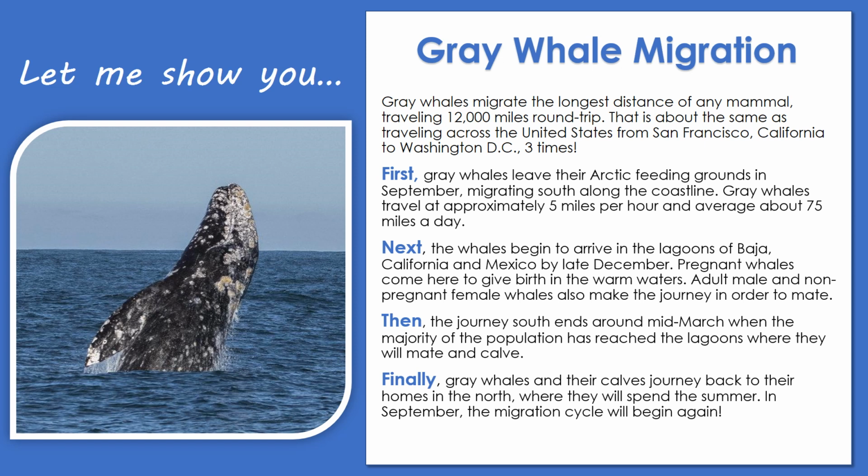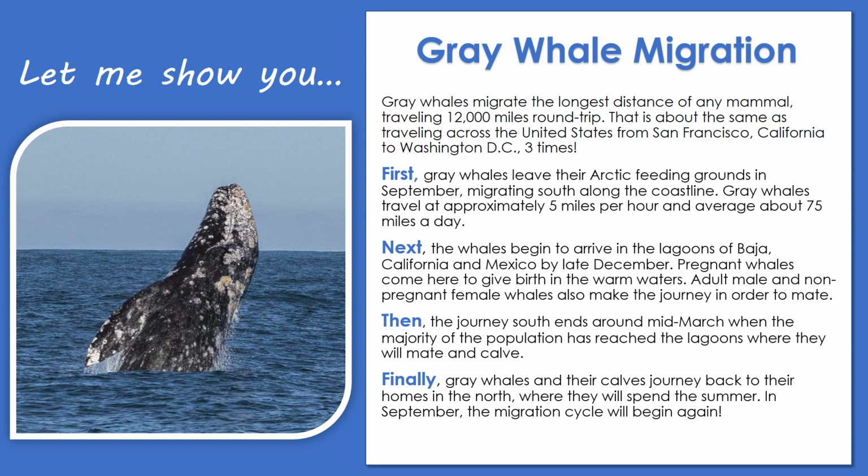Let's take a look at one example of how an author used sequence to make connections between sentences and paragraphs in a text. This article is about gray whale migration. Listen as I read and pay attention to the signal words that show us those sequential connections between sentences and paragraphs in the text. Gray whales migrate the longest distance of any mammal, traveling 12,000 miles round trip.